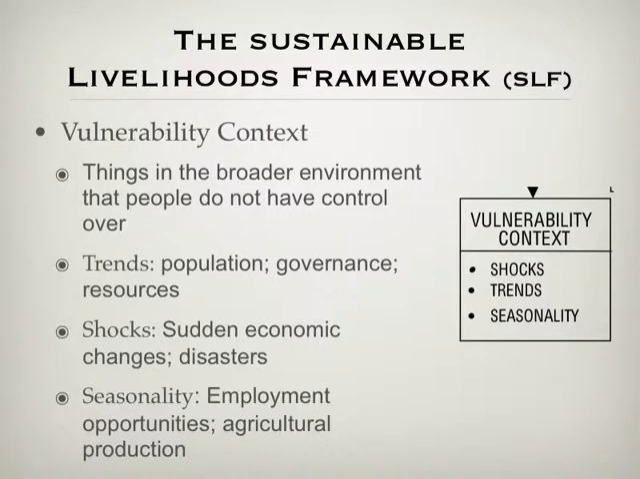So here we're talking about things in the broader environment that people do not necessarily have control over. Things we look at here are trends, shocks, and seasonality. Trends in terms of population, governance, resources, those type of things. Shocks in terms of things like, for example, sudden economic change, something like a disaster happening, those type of things. And seasonality in terms of employment opportunities, maybe agricultural production. So those type of things that people don't necessarily have an individual influence over or can control.